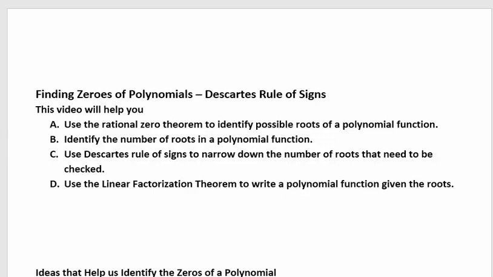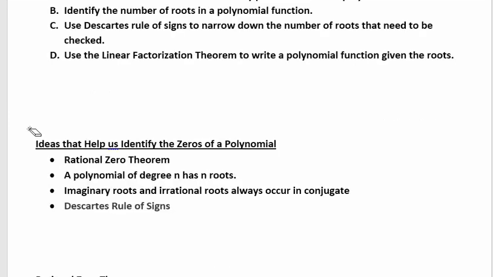Finding zeros of polynomials, Descartes' rule of signs. This video will help you use the rational zero theorem to identify possible roots of a polynomial function, identify the number of roots in a polynomial function, use Descartes' rule of signs to narrow down the number of roots that would need to be checked, and use the linear factorization theorem to write a polynomial function given the roots.